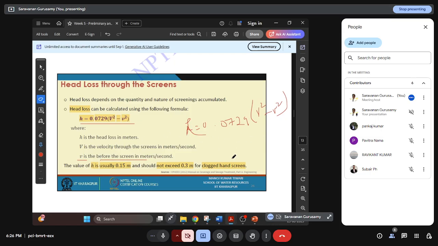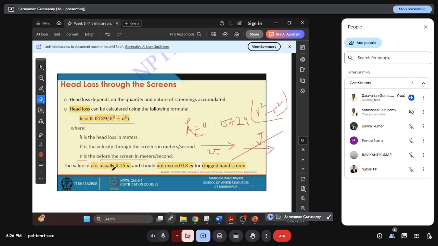So you have a screen, and the water is coming. That is the approach velocity, small v, and the screen has a small pore size. So the velocity will increase to capital V through the screen. So it is capital V square minus small v square. Small v is the approach velocity, and capital V is the velocity through the screen. So you have to know both and substitute in the formula. You will get the head loss.